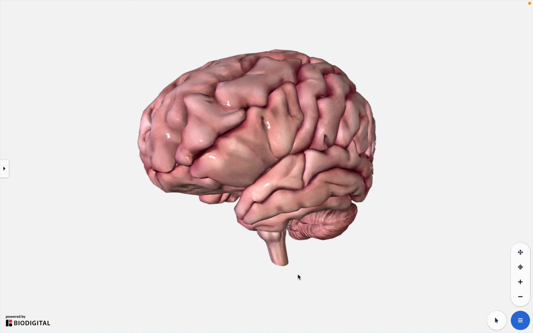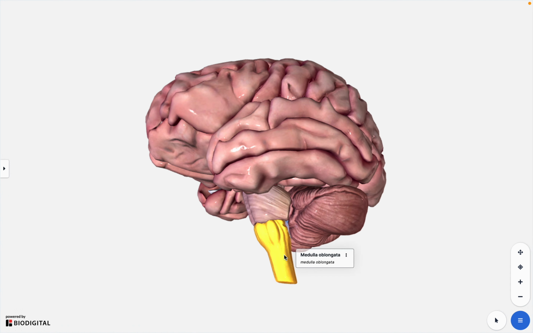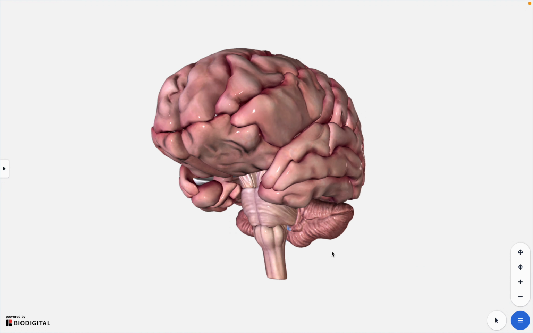Today we'll be learning about the brain. The brain is part of the central nervous system. The central nervous system consists of the brain itself, the brain stem, which you'll see here, and lastly, which is not shown here, the spinal cord.